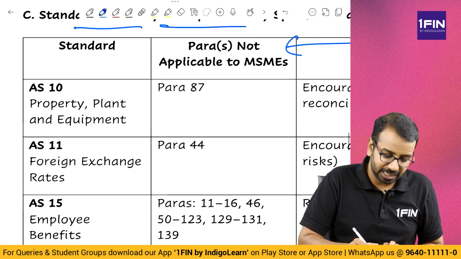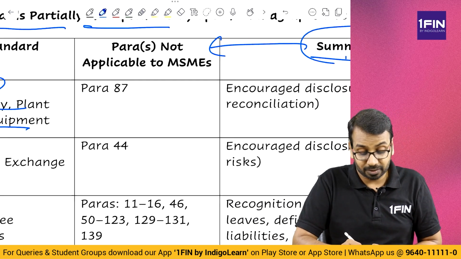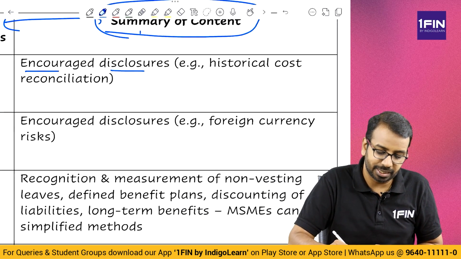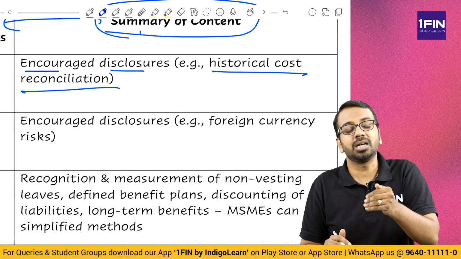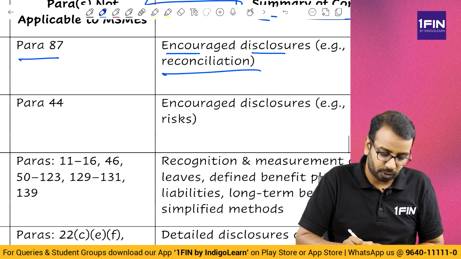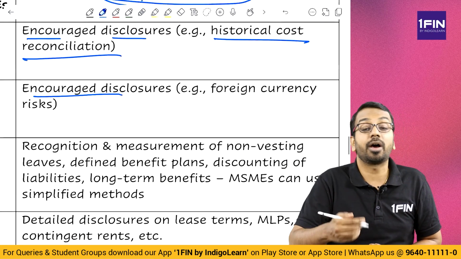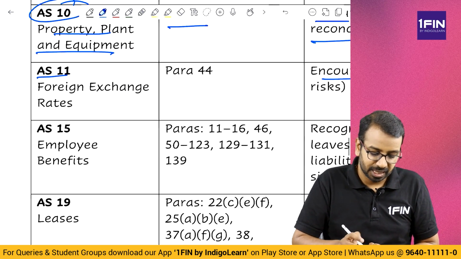First, in AS10 dealing with property, plant and equipment, paragraph 87 is not applicable, where you have some encouraged disclosures related to historical cost and reconciliation. Certain additional disclosures are not required. Okay. Then under AS11, paragraph 44, which again talks about certain encouraged disclosures related to foreign currency risk, that is not required to be disclosed.